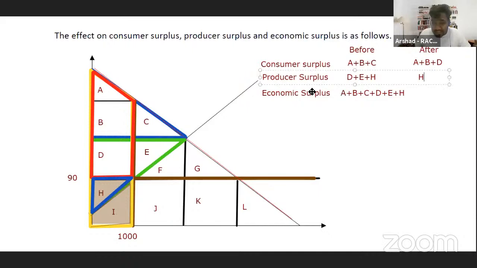Can you all tell me what economic surplus is after now? Easy thing. Consumer surplus is A, B, and D. Producer surplus is H. What is economic surplus after? It's A, B, D, and H. That's all. A, B, D, and H. Right. That is that, guys.